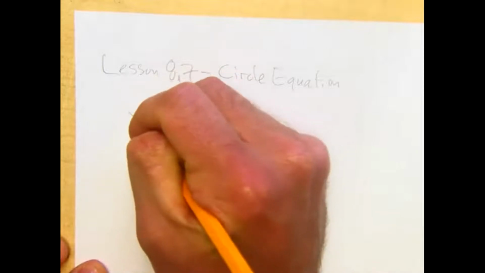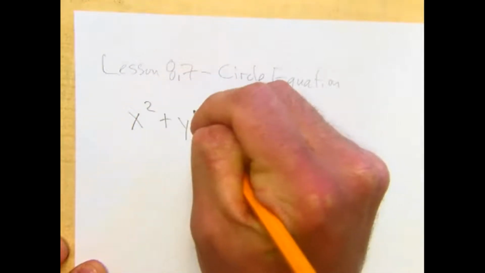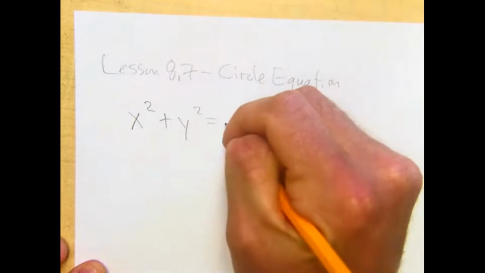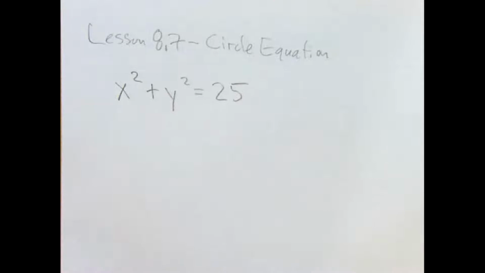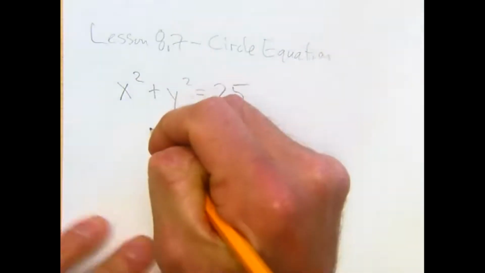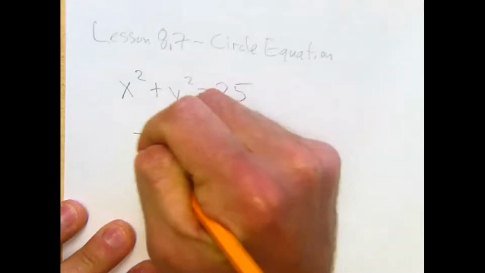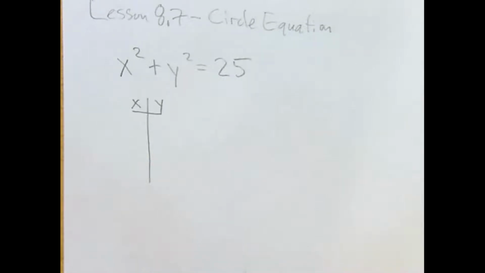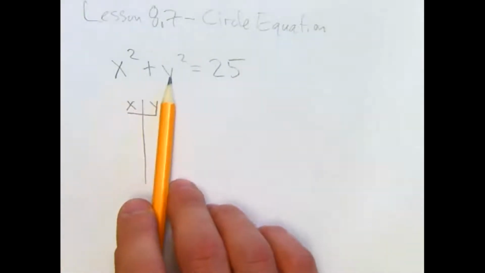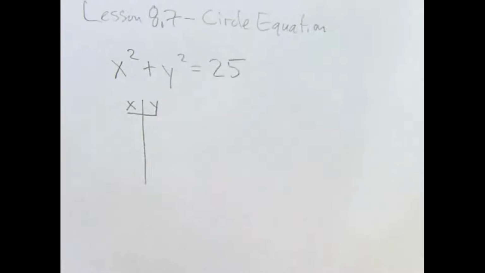All right, circle equation. Okay, we'll look at an example actually to start. x squared plus y squared equals 25. There's certain points that work on this equation. If I would make a table, we could think of certain points that make this equation work. Something I could plug in for x, something I could plug in for y, so that the answer comes out to 25.